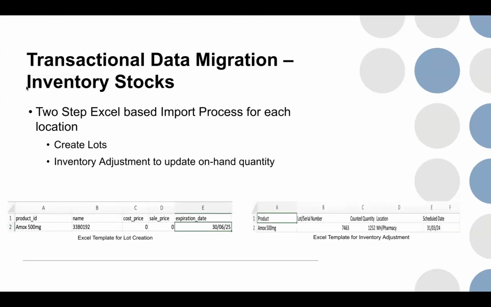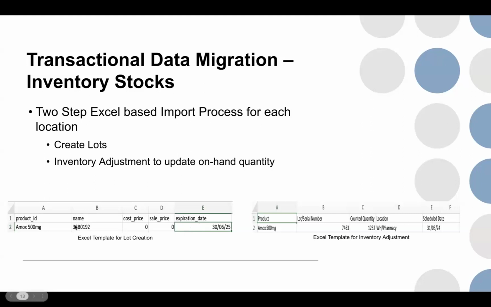To migrate the inventory stocks, it's a two-step Excel import, wherein first we need to create the lots that are available. Then we do an inventory adjustment to update the on-hand quantity. So this would be the template for lot creation, wherein we give the product name, and then the name field represents the lot's name, and then we can pass in the cost price for that lot, sale price, and the expiration date.